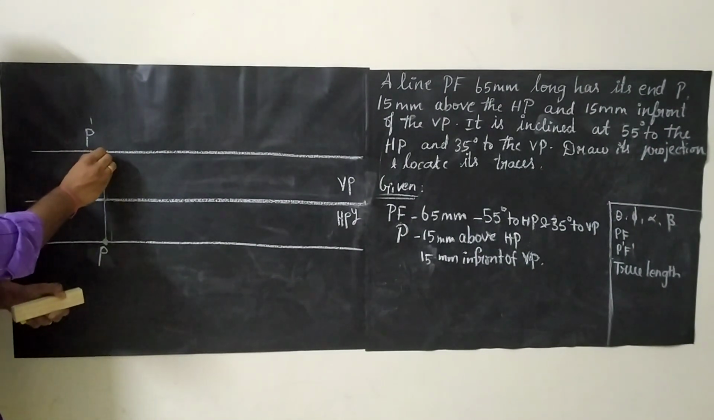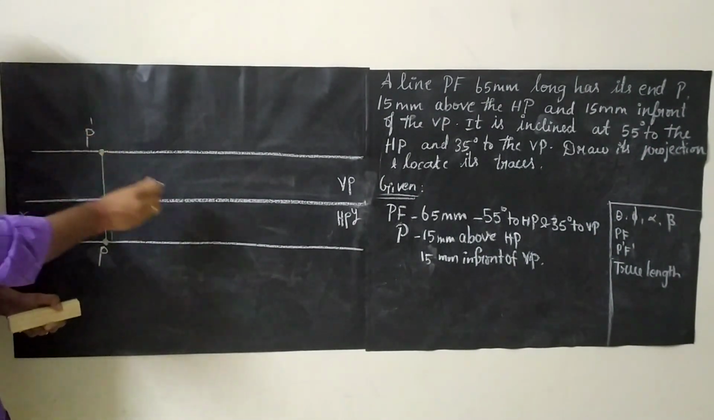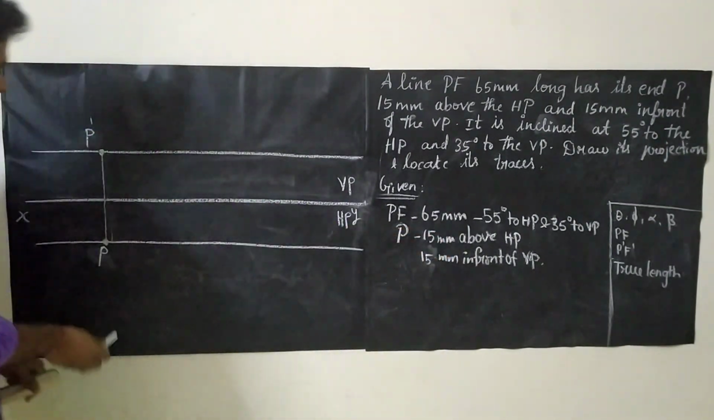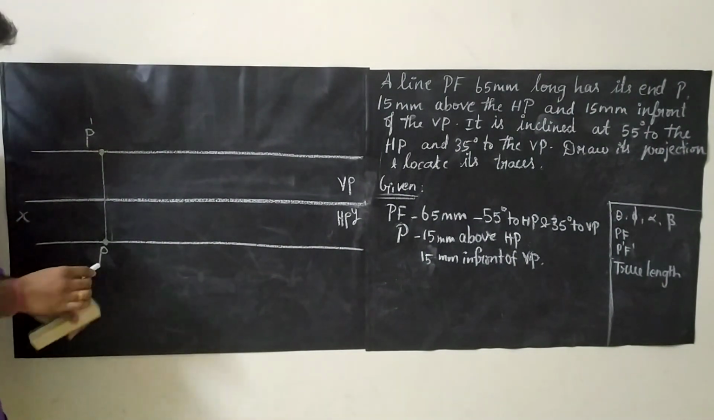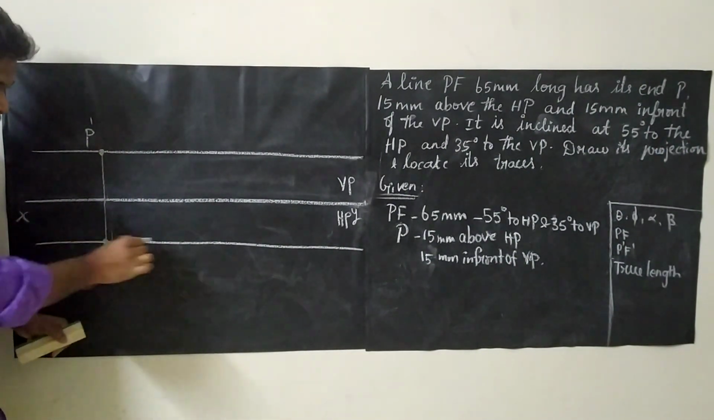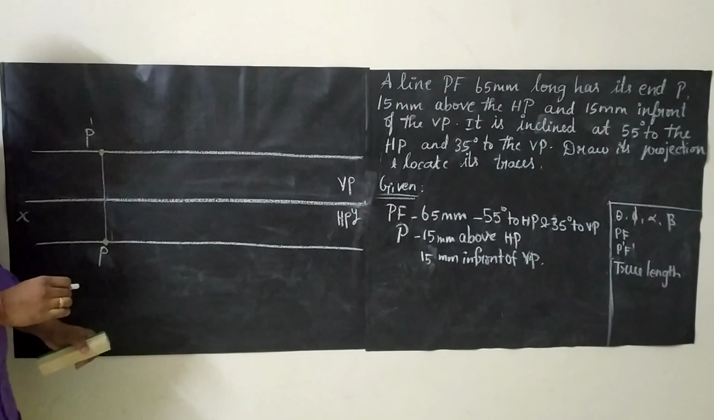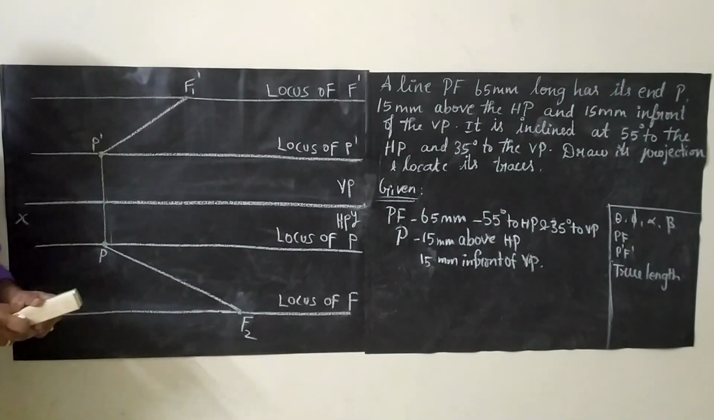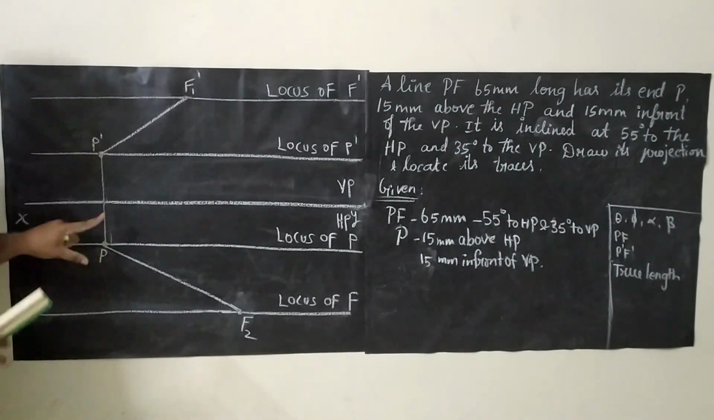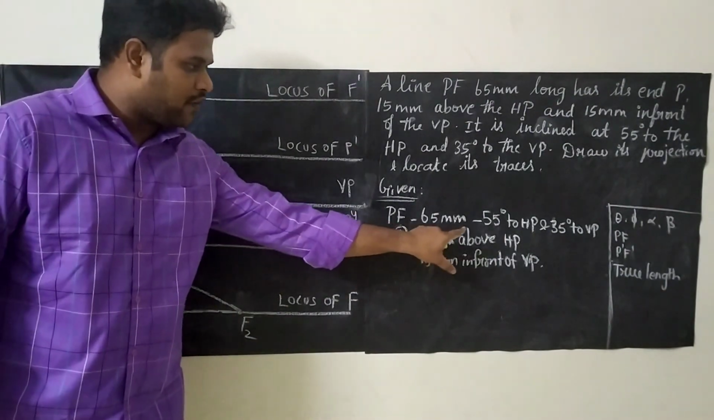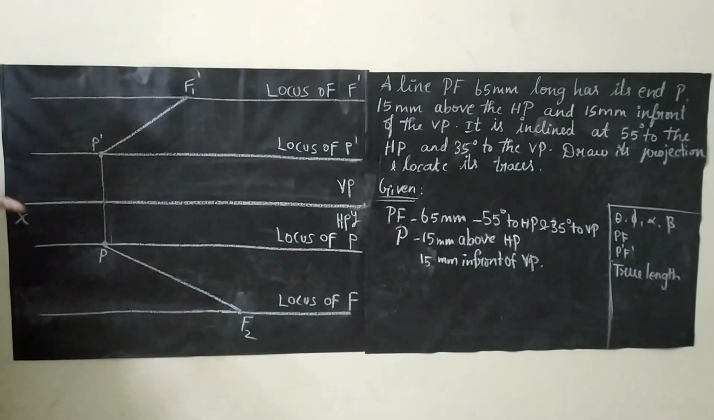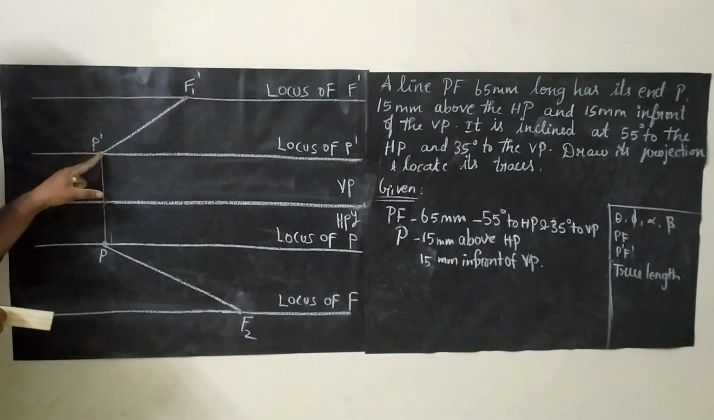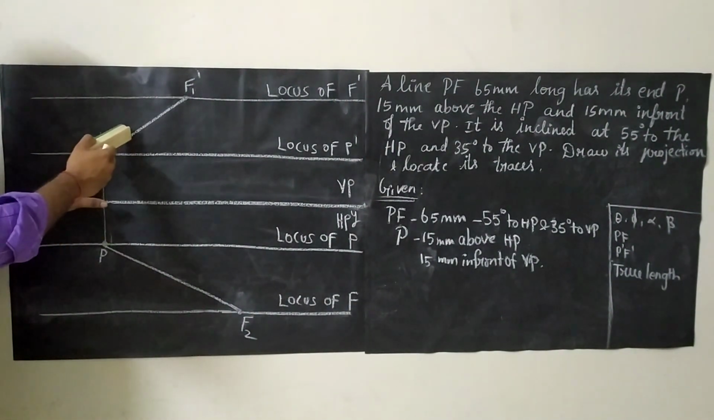So first of all mark one point and keep it as P dash for 15 mm above HP, and next just draw a vertical line. This line should be very light, and just mark another point on this line, and that point is called P. Now we have just kept the point P dash and P alone. Then go to the question. Here the true length is at 55 degree to HP. So take your protector, keep your protector at point P dash and take 55 degree and draw a line.